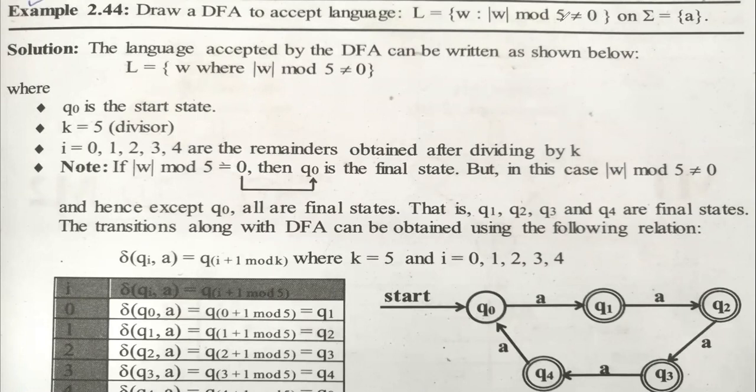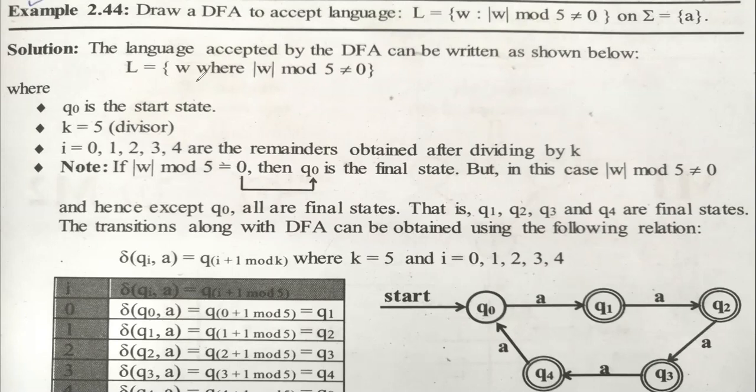Then the k value will be equal to 5, and i values will be 0, 1, 2, 3, 4. We get a total of 5 different states for this question. Q naught should not be the final state. Q naught will be the start state by default, but Q naught will be the non-final state. So apart from Q naught, the rest of all the states will be final states. This is a very important question for us.